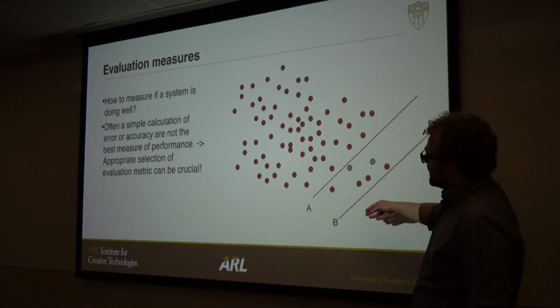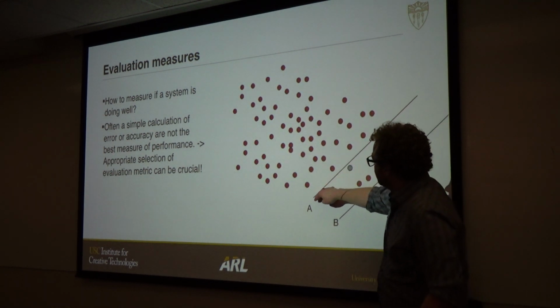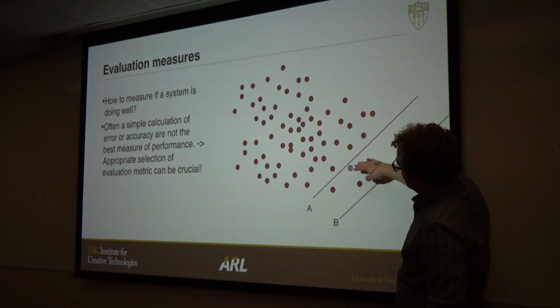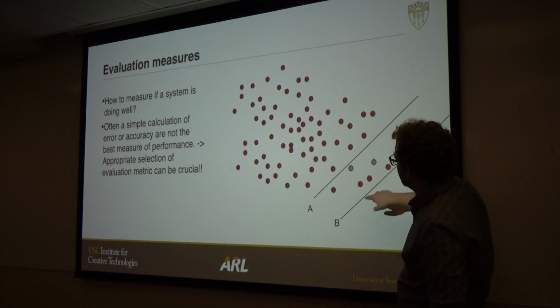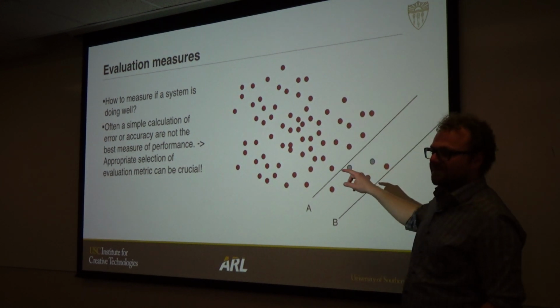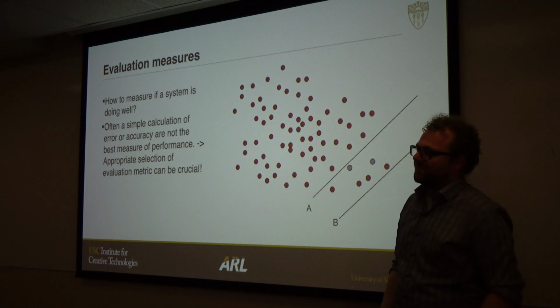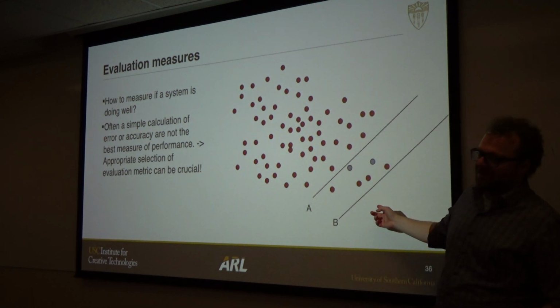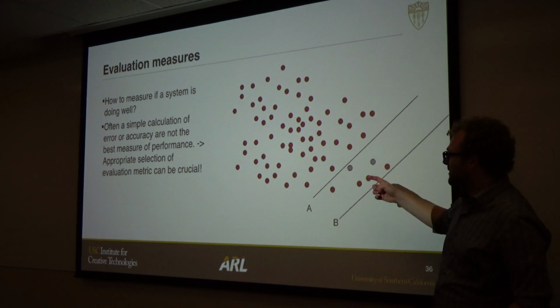So our hypothesis A makes a few errors, right? These are correct, but these are wrong. This hypothesis B makes fewer mistakes, so it only makes these two mistakes. But really, it didn't learn anything. It just learned that there are no positive examples.